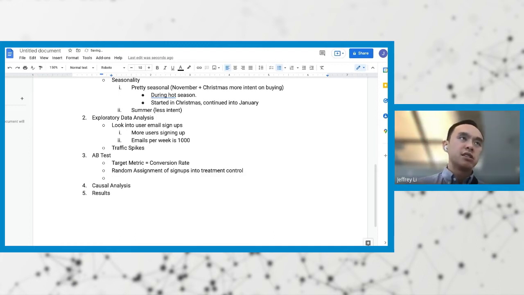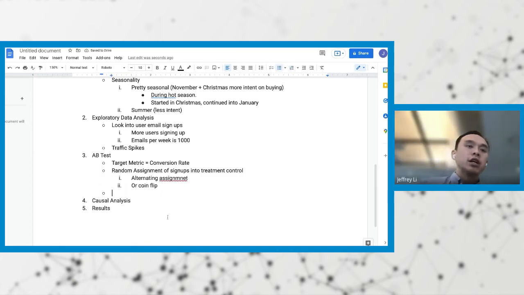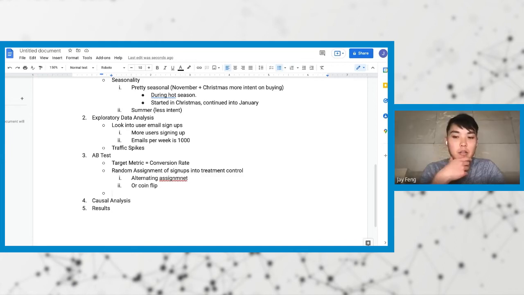And I guess the easiest way I can think of right now is you just do an alternating assignment. So a person signs up, they're in treatment, the next person's in control. And ideally that would control for any kind of confounding factors. So we can just do alternating assignment, or we can do a coin flip. And then after that we'd probably want to do some power analysis, to understand how long we need to run this experiment for, and what the power is.